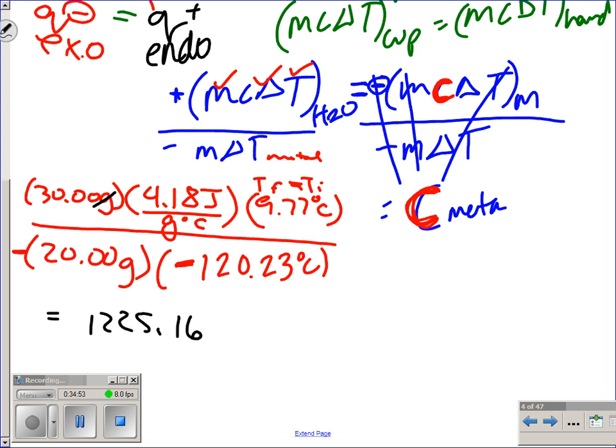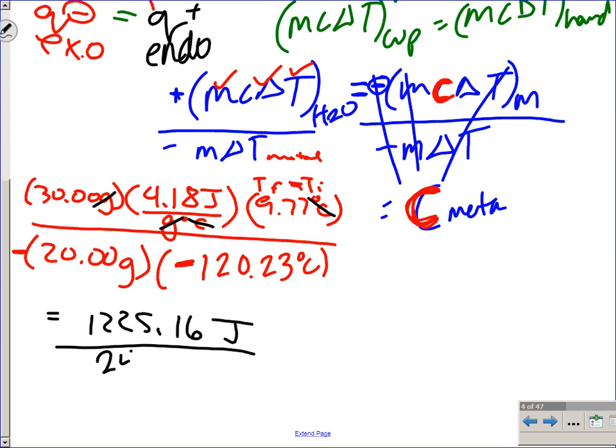So I see grams and grams cancel. Delta C, or degree C and degree C cancel. So I heard joules. I don't know who said it, but thank you. That is joules. Now we're going to divide that by whatever this is multiplied by each other. What is that? 2,404.6. And what unit is that? Grams and degrees Celsius. Grams times degrees Celsius.